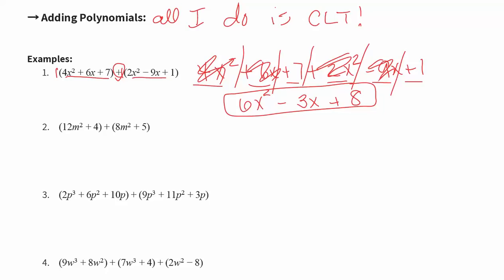Some of you might be asking, well, why am I not adding the exponents? Why do x squared and x squared not make x to the 4th? Because remember, with the law of exponents, the only time I'm allowed to add exponents together is when I'm multiplying. When I'm not multiplying, I can't add exponents.